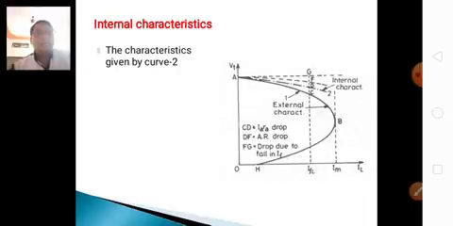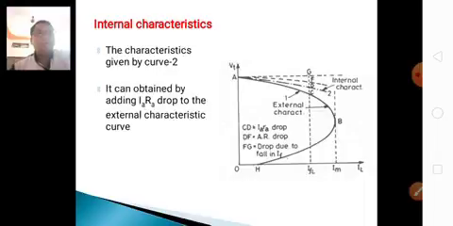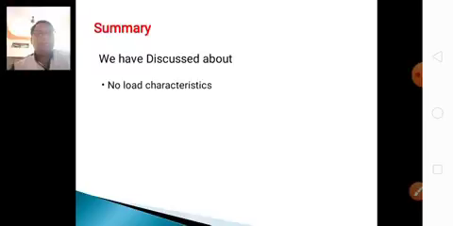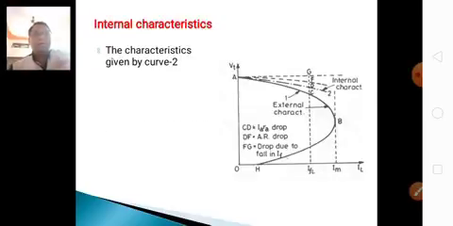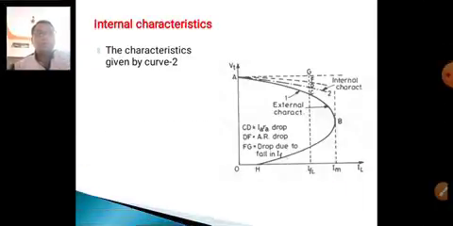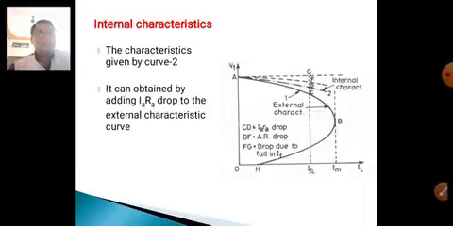So external characteristics and internal characteristics of the curve. Now we come to the internal characteristics of this shunt generator. The characteristics given by curve 2 can be obtained by adding the IARA drop to the external characteristics curve. In this we are neglecting the drop, but here the drop will be considered. That is E minus IARA.